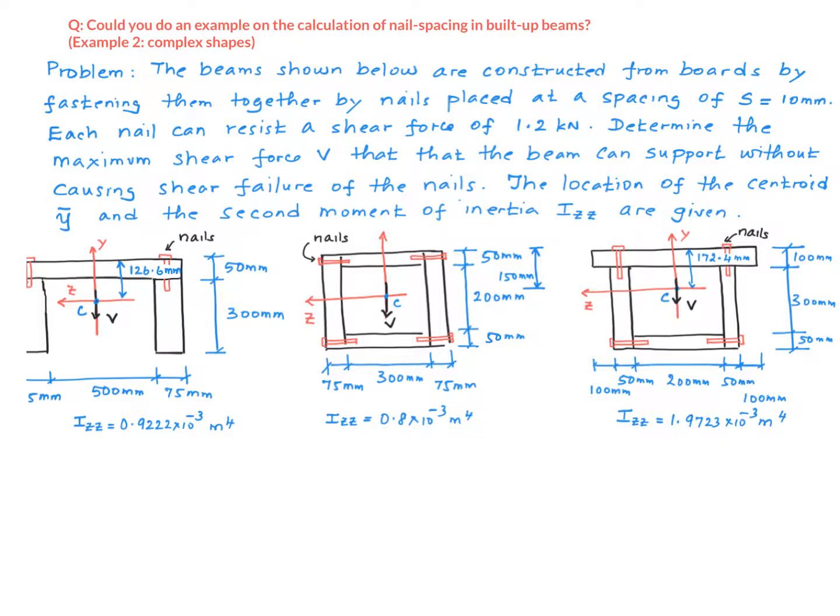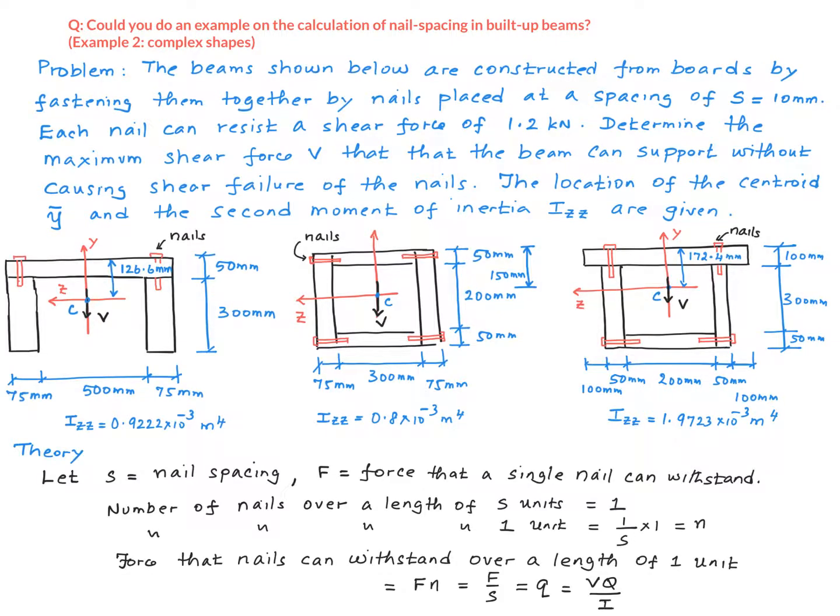The first steps in solving problems like these are, number one, to calculate the location of the centroid, number two, to calculate the second moment of inertia about the z-axis, right? Both of these are given to us. In another video, we covered the details of how we connect the nail spacing little s to the shear flow little q. Just in case you haven't seen that video yet, I'll leave the details of the theory here. So here is the connection.